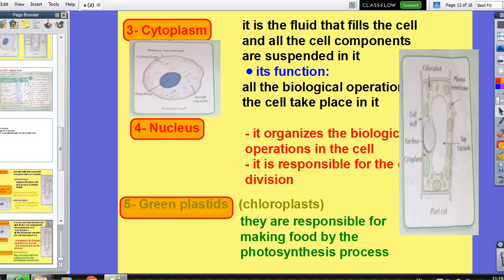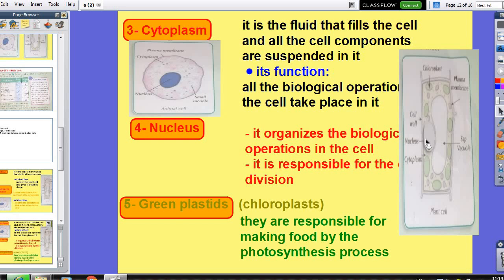Cytoplasm is a liquid or fluid which fills the cell, and all the components of the cell are suspended in it, and its function is all the biological operations. What is meant by biological operations? Being respiration, digestion, excretion, all of these operations are called biological operations and take place in it.